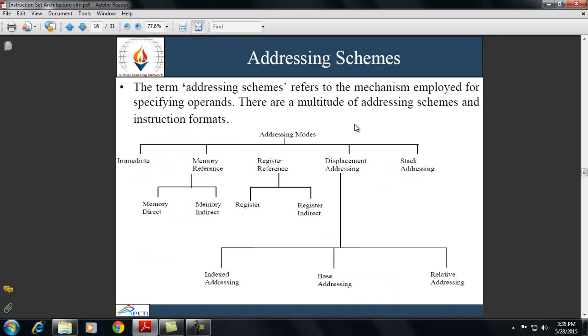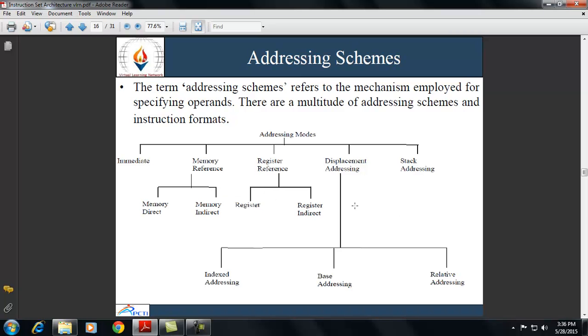The next topic is addressing scheme. Now, what is addressing scheme? It refers to the mechanism employed for specifying the operands. There are a multitude of addressing schemes and instruction formats. The addressing schemes are divided into immediate addressing, memory reference, which is further divided into memory direct and memory indirect, register reference, which is divided into register and register indirect, displacement addressing, that contains indexed addressing, base addressing and relative addressing, and the last one is stack addressing.